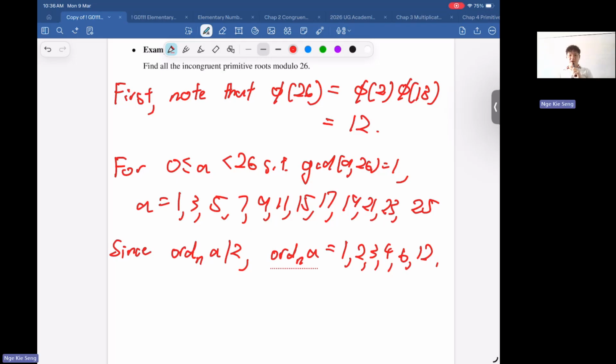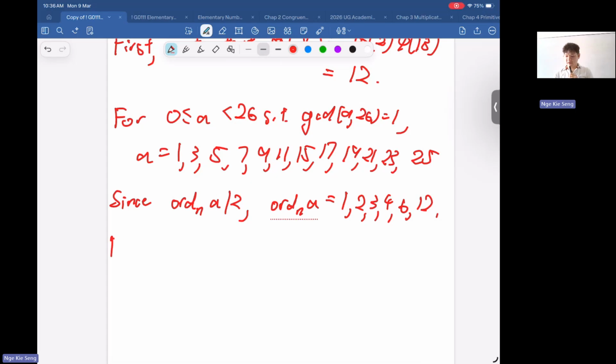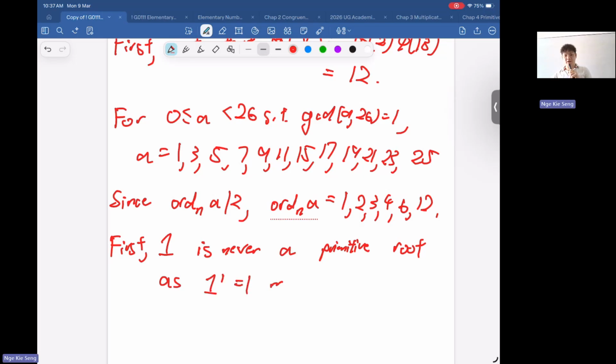Okay, so you know what to do next? I let you check. Or should I show you one? Okay, maybe I show one. So first of all, the easiest one is 1, right? 1 is never a primitive root because 1 is already 1 mod 26. You already go to 1 earlier than power of 12.